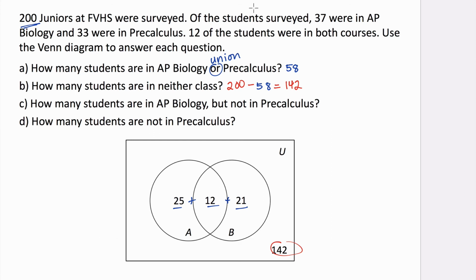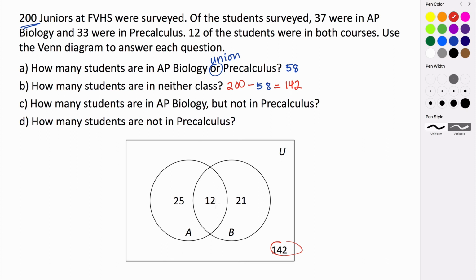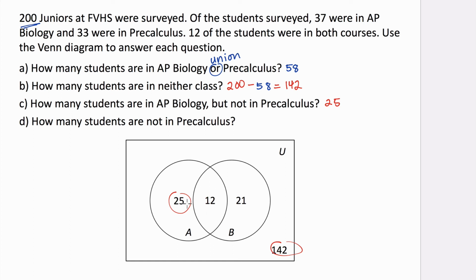Part C says how many students are in AP Biology but not in Pre-Calculus. So we're looking for the students that are in AP Biology but not in the intersection portion. That's just going to be these 25 students, because these 12 are also in AP Biology, but they're in Pre-Calculus at the same time. So we are not counting them for this question. So there were 25 students that were in AP Biology but not in Pre-Calculus.